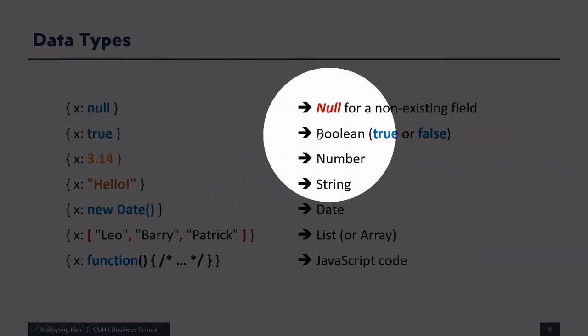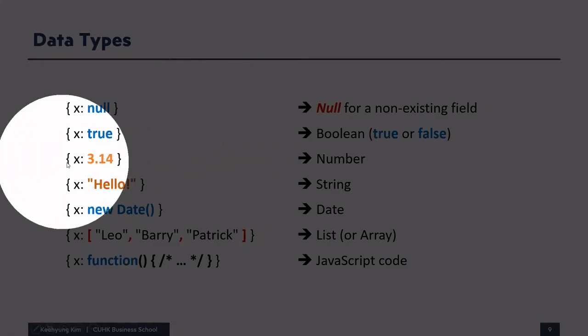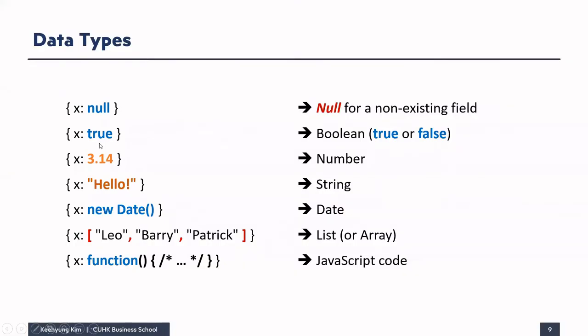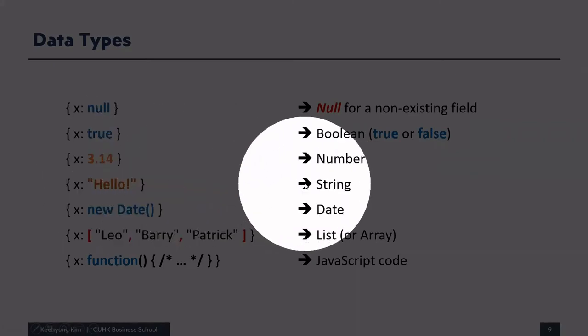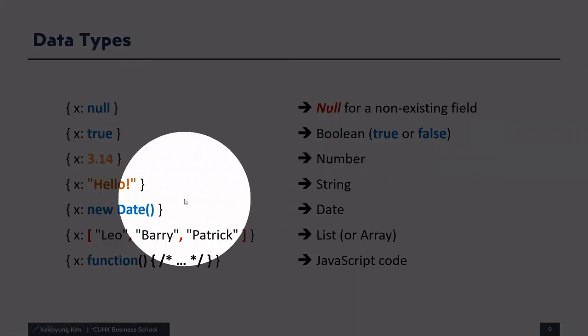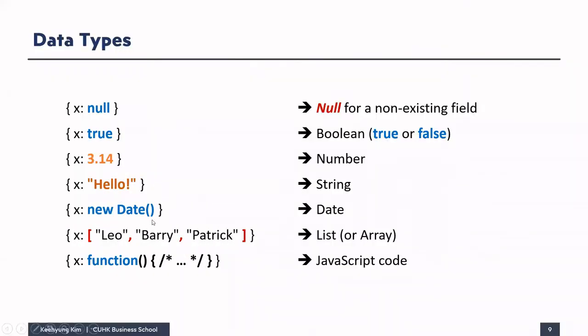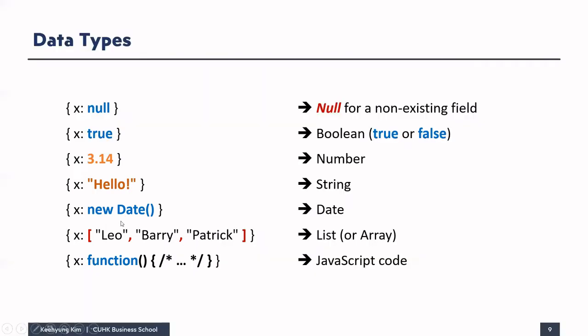And also you can have a Boolean data type. Boolean is true or false. Then you can have a field and put a true or false value. So it's a binary value basically. You can also have a number like this. You can also have string data. And also if you want to have a date, you can add a date here too. So when you create a document, if you want to put the current date into the field, then you can use a new Date function like this.